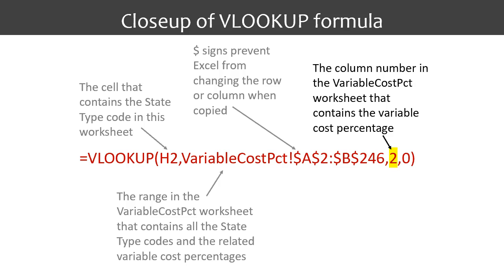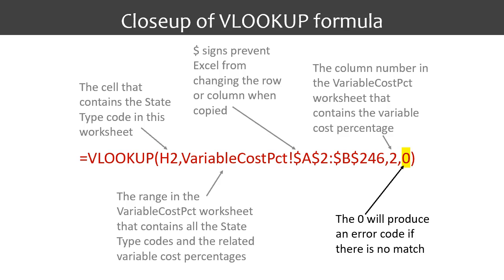The next part of the formula is the column number in the variable cost percent worksheet that contains the variable cost percentage. In this case, it is the second column, so we have a 2 here. And finally, the last piece of the formula is a 0 at the end. This 0 will produce an error code if there is no match for the state type code.